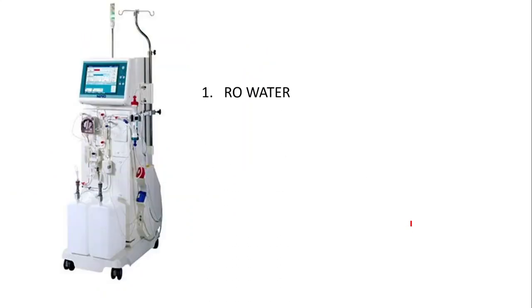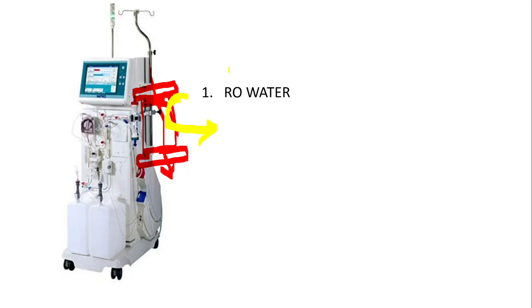This last is the dialysate circuit. So in the dialyzer, on the opposite side, for example, if this is the dialyzer, inside, blood will be coming, on the other side dialysate fluid will be flowing. This is made up of RO water and some electrolytes are also there.